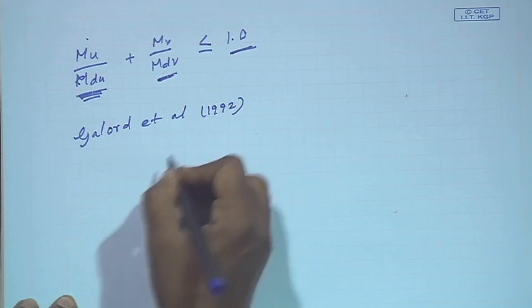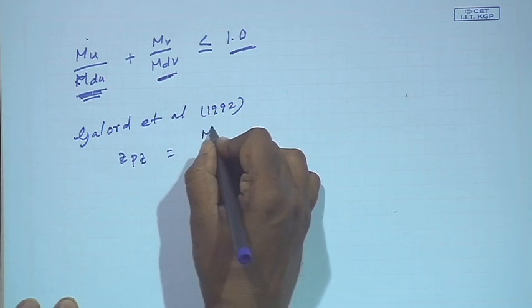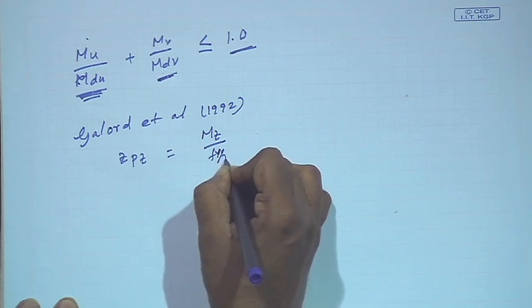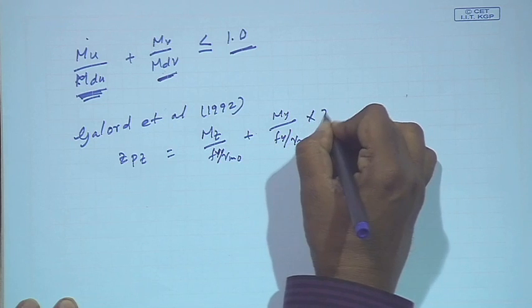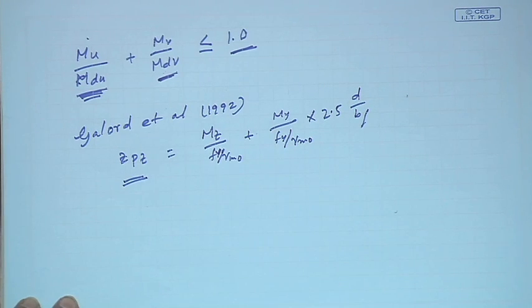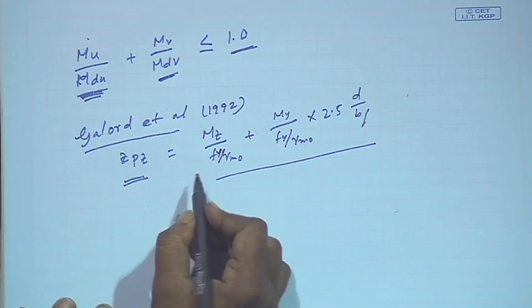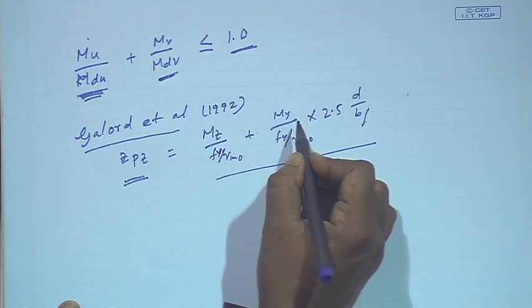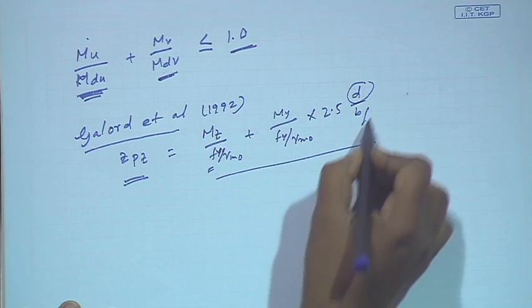Gaylord et al. in 1992 has made a formula where we can find out the plastic section modulus Zpz as Mz by fy by gamma m0 plus My by fy by gamma m0 into 2.5 into d by bf. So, the approximate section modulus required for the section can be calculated from this formula, which is suggested by Gaylord et al. in 1992. Here Mz is the factored bending moment about the zz axis and My is the factored bending moment about the y axis, fy is the yield stress of the material, d is the depth of the section and bf is the width of the section. So, considering this I can find out Zpz.